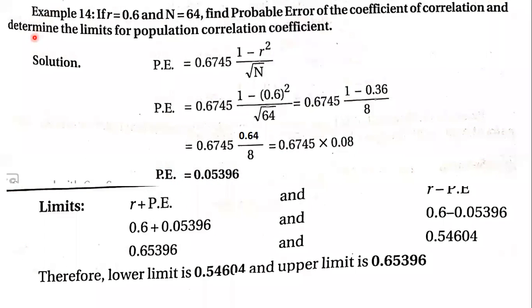They have also asked us to find the limits for the population correlation coefficient. So how do we find that limit? Firstly, we will add the value of R and the probable error. That will become the upper limit. So maximum, the result can be 0.65396, and for the lower limit, I will subtract the probable error from R, where I will get a different result.